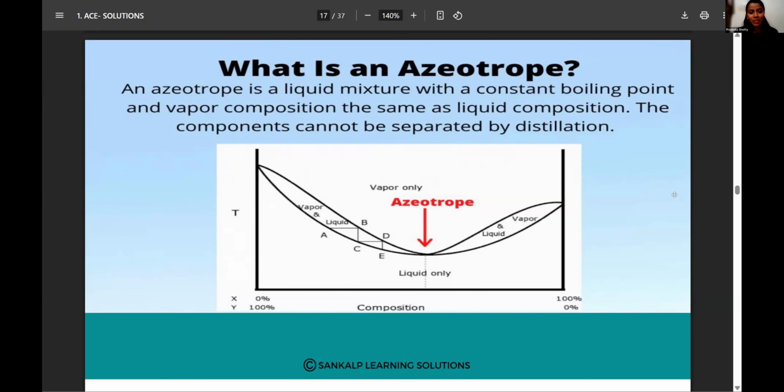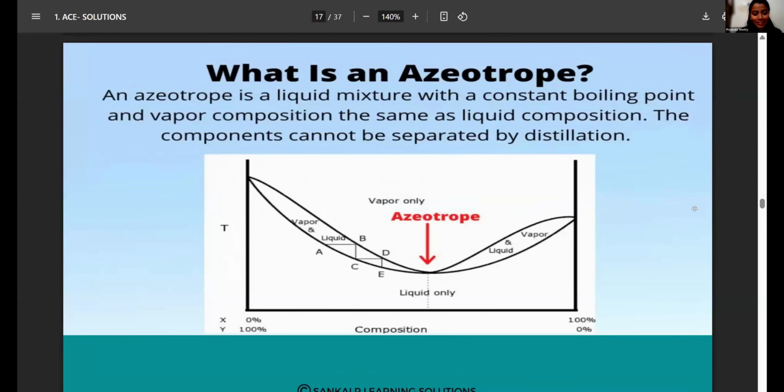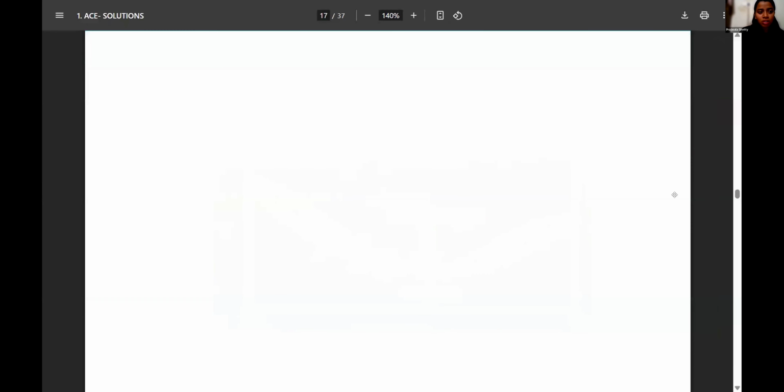All right, let me continue with azeotropes. Azeotropes are binary mixtures. Binary mixture, again, means only two components in a solution. Azeotropes are binary mixtures having the same composition in liquid and vapor phase and boiling at constant temperature. This is an important definition for 1 mark. An azeotrope is a liquid mixture with a constant boiling point and vapor composition the same as the liquid composition. I would suggest you note this definition, which is not there in the slide and which is important.